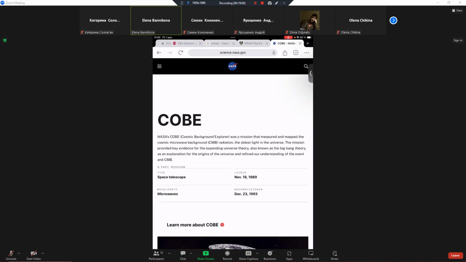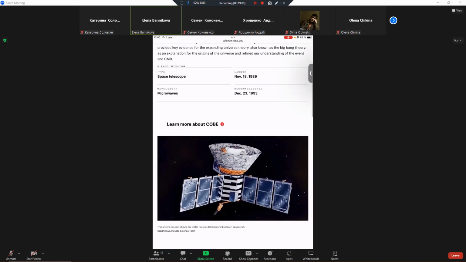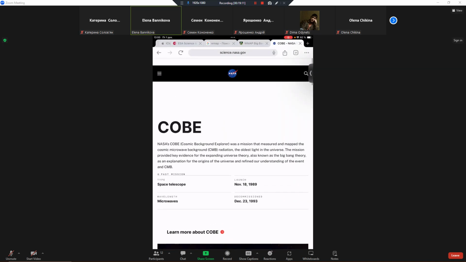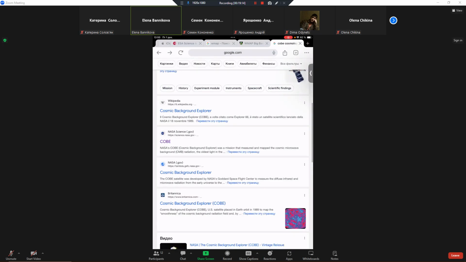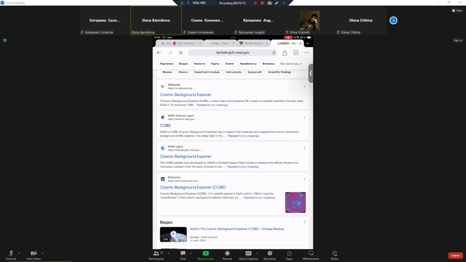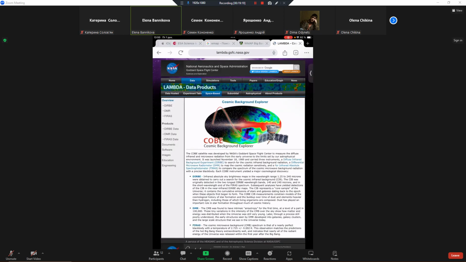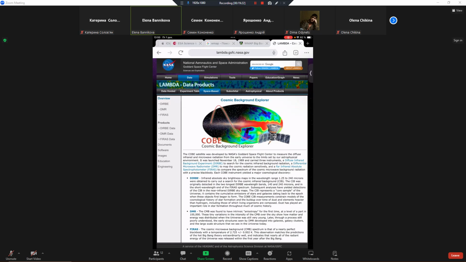Okay, the COBE mission. So this is another satellite, NASA. Before it was another satellite, COBE, which first obtained information about the cosmic microwave background and discovered the anisotropy of this CMB, which can tell us about the history of the universe, when the universe was really very young.